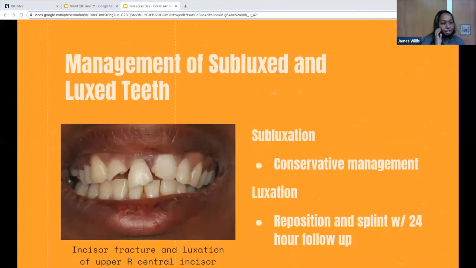So the first injury we're going to talk about is subluxation. Subluxation is when the tooth is mobile but not displaced from the socket. Teeth that are minimally mobile and not displaced actually do very well with just conservative treatment. The tooth will tighten up in the socket as long as it's not re-traumatized.